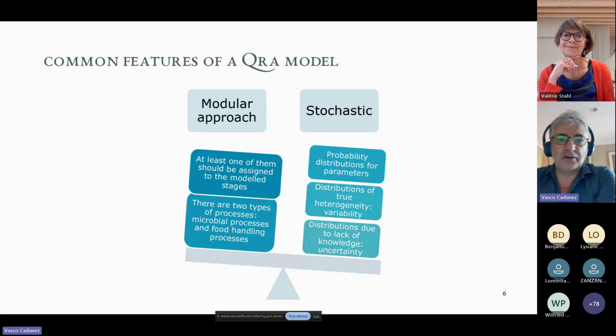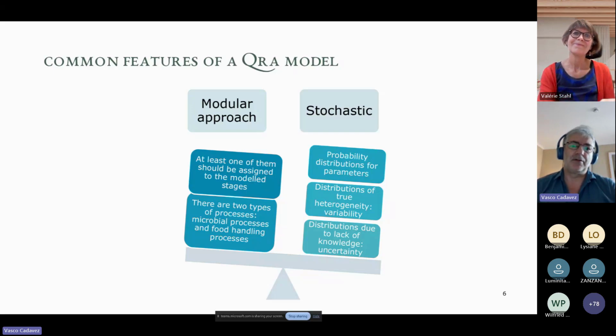The common feature of a QRA model, in this case, is that we follow a model approach. So we need to model specific parts of the production system. A model should represent, let's say, a stable phase of production. We can model the field production. We can model, for example, the slicing of a salmon or something. So we need to find common characteristics in order to be able to model these stages.